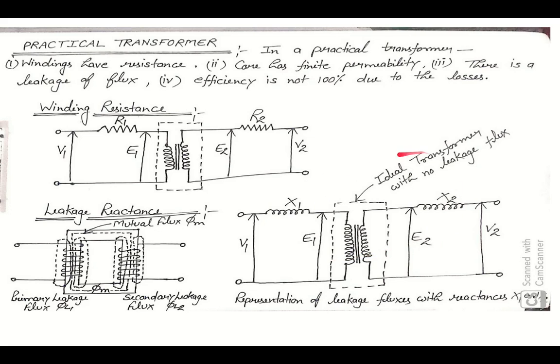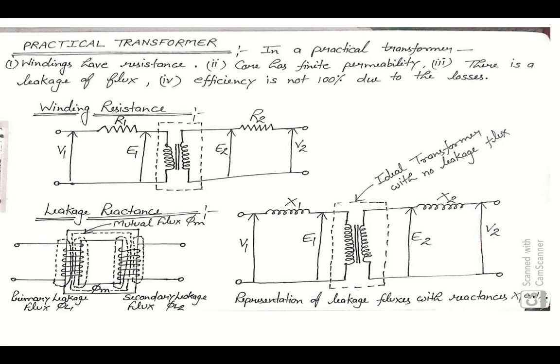Similarly, the quantities X1 and X2 are known as the primary and secondary leakage reactances respectively. It should be noted that X1 and X2 are fictitious quantities introduced as a convenience in representing the effect of primary and secondary leakage flux. So these are the winding resistance and leakage reactance.